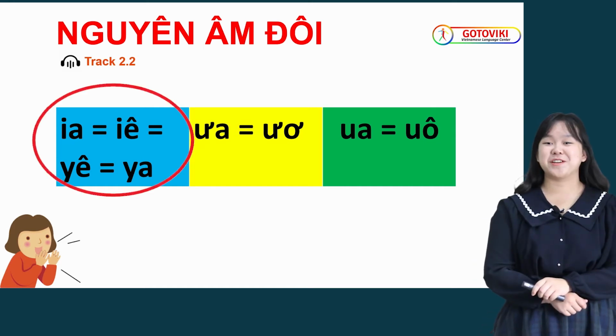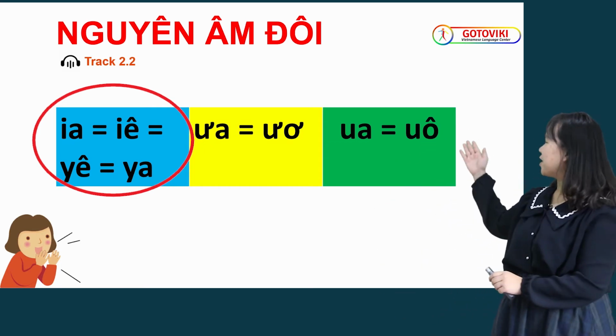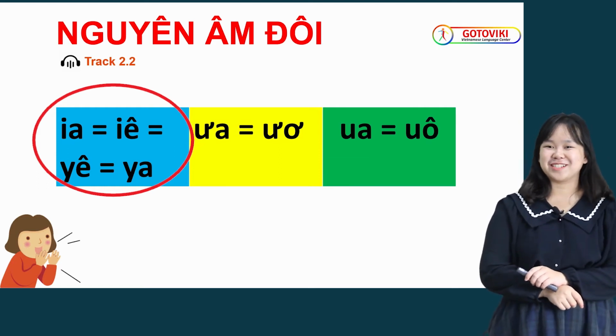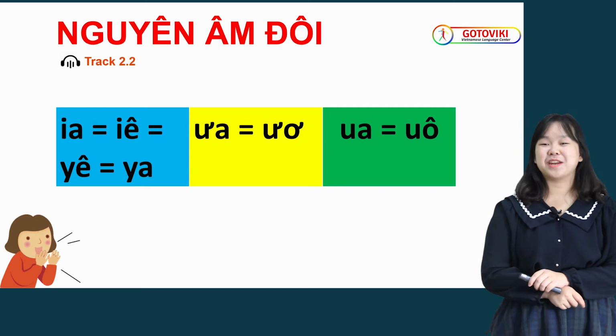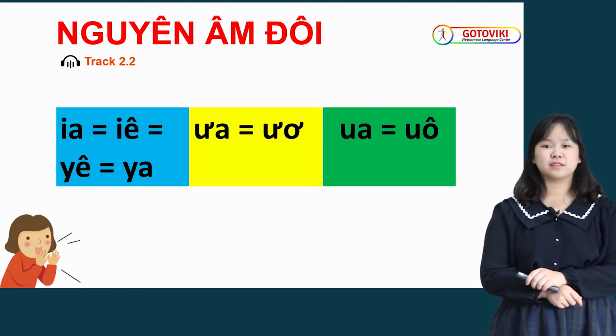Okay, the first double vowel that we study today is ia with 4 writing ways like on the screen. And all of them are pronounced as ia. Okay, repeat after me. Ia, ia, ia.